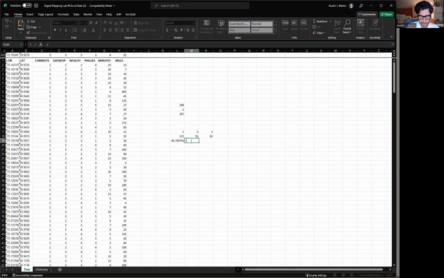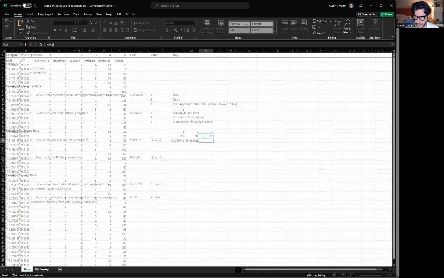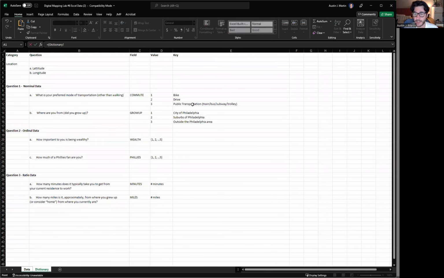And we'll do the same thing over here. Equals sign, parentheses, 91 total people chose driving as the preferred mode of transportation, divided by 297 total respondents, closed parentheses, times 100, enter. That gives us 30.6%. And the same thing over here, equals sign, parentheses, 85 total people chose, what was the third one again? Let's look at the dictionary. Public transportation again, bus, trains, subways, etc. as their preferred mode.